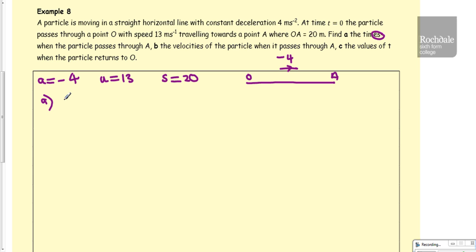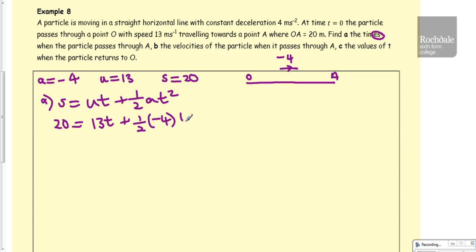Thinking about what we want, we want T, we've got A, we've got U, we've got S. So thinking about an equation that involves all of those: S is 20, U is 13, T we're not sure of, and then we've got a half, A is -4, T squared. So if we simplify that, we get 20 equals 13t, half of -4 is -2, so -2t squared.